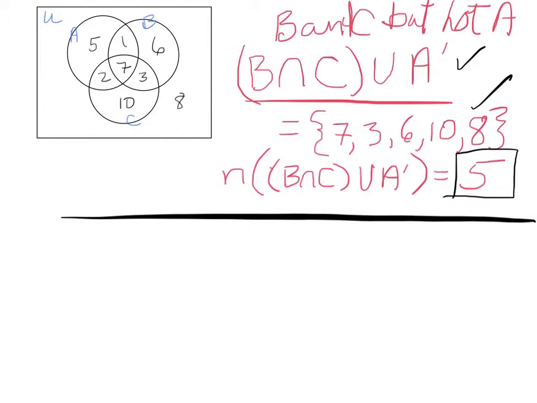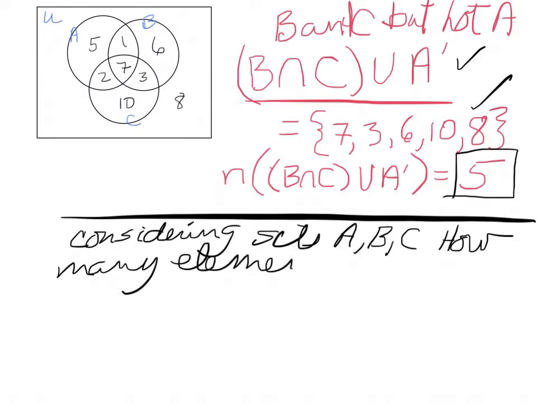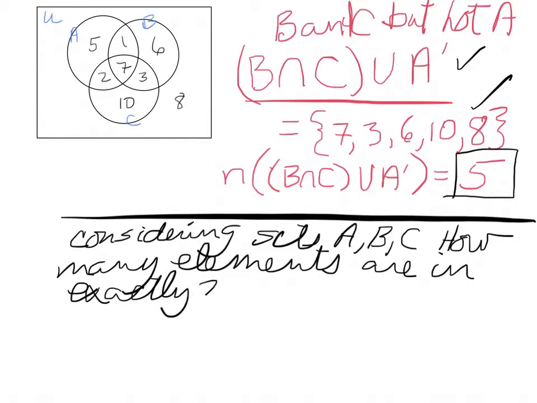It says, considering sets A, B, and C, how many elements are in exactly 2 sets?